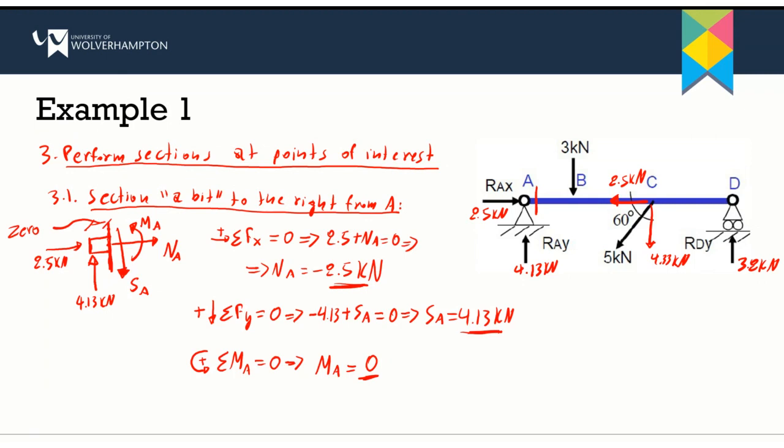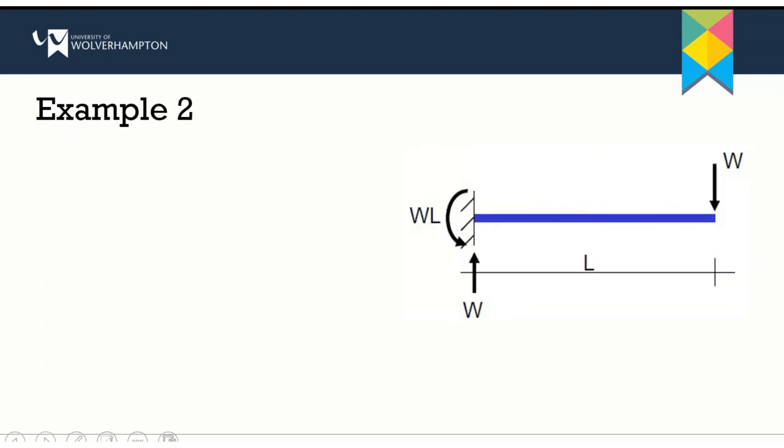Okay, so what we will be doing is to perform sections in all points of interest. So here we will need to perform a section before B, a section after B, a section before C, a section after C, and a section before D. Well, it might be a lot of work, but this is what it is, I'm afraid. At some point, we will see an easier way to calculate the internal forces or to draw the diagrams. But at this point, we need to address it like that. So the next section will be a little bit before point B.